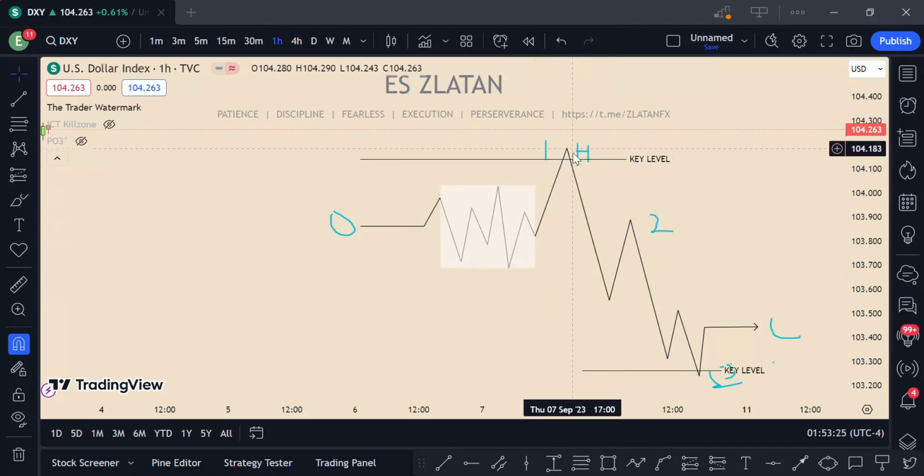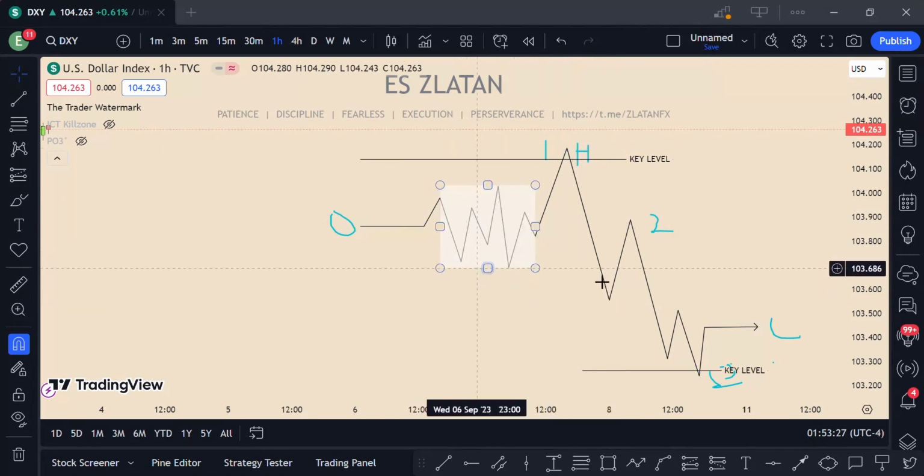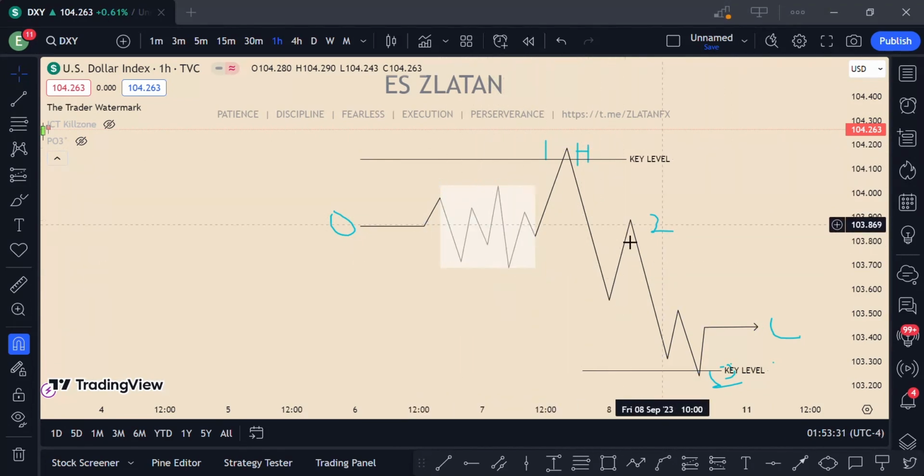You catch the high and then you ride it back to the 50% or back to the range low right here. That's enough. If you could catch one of these, one, two, three, if you could catch one of them, you are good to go. You don't need to catch all of them, right?